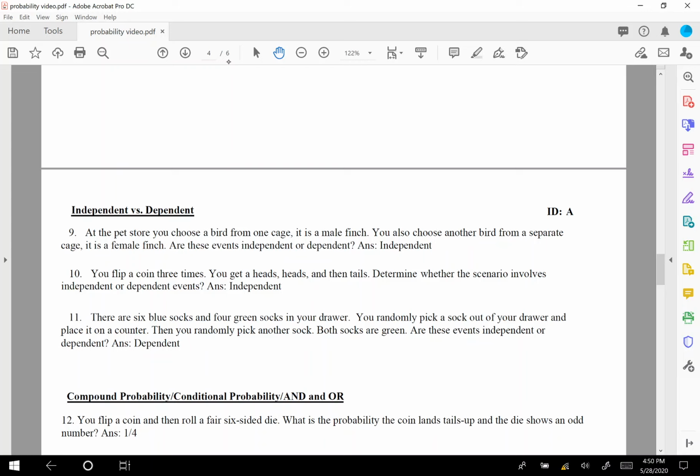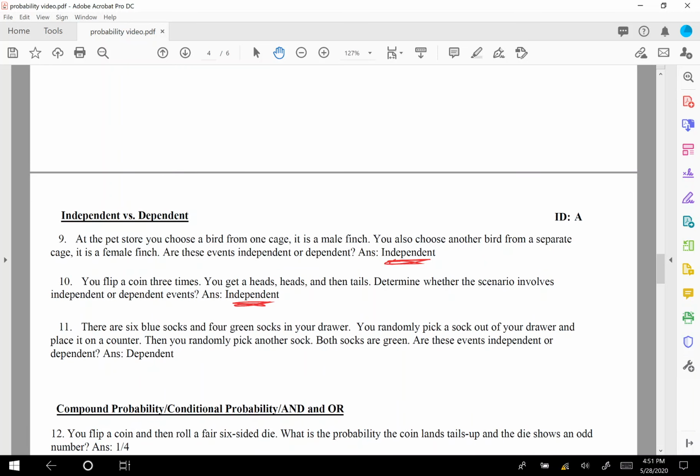No. The two cages are completely separate, so these would be independent events. One cage does not have an effect on the other. Okay, you flip a coin 3 times. You get a heads, and then a tails. Determine whether the scenario involves independent or dependent events. Just because I flip a coin once, does that make the coin decide to get a different result the next time? No. Flipping a coin, the previous flips have no effect on any further flips. So that would be an example of an independent event.